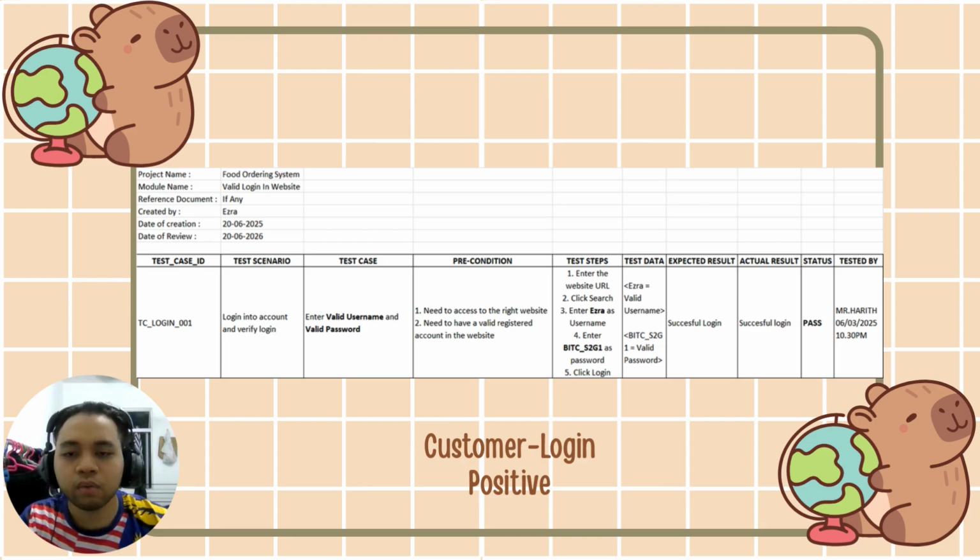Okay, now we're going to the testing part for the system. The project name is food ordering system. The module name is valid login for the website. So this is the correct way to log in to the system.